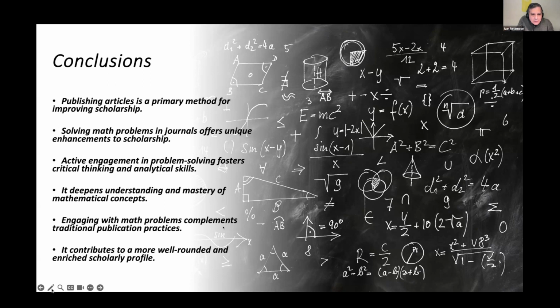Engaging with my problems complements traditional publication practices. Yeah, traditionally speaking, as I said, right, publishing articles is the primary method for improving scholarship. We're not denying that, but this kind of provides new venues, right, for you to improve your scholarly work. And the last one says here, it contributes to a more well-rounded and enriched scholarship profile.